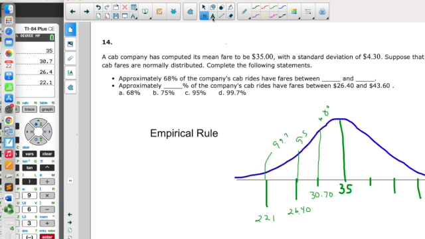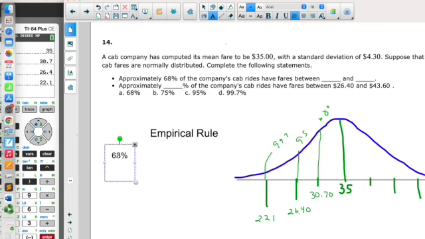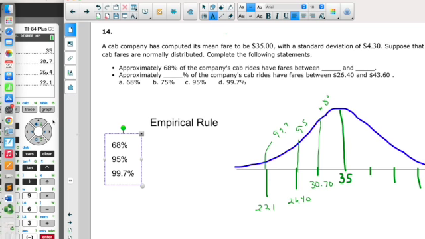So with the empirical rule, it pays for you to remember that 68% of the data falls within 1 standard deviation of the mean. 95% of the data falls within 2 standard deviations of the mean. This is what we call the usual, within 2 standard deviations. And then we have the rare, 99.7% of data falls within 3 standard deviations of the mean. All right, so we've got the lower.